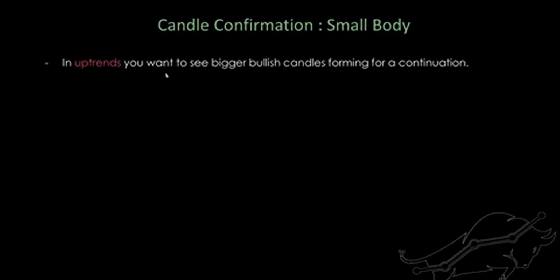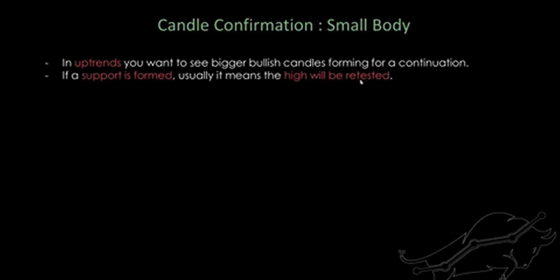So in uptrends, you want to see bigger bullish candles forming for a continuation. Simple concept. Whenever price is trending bullish, you want candles to continue bullish and you want them to create a high so that there's a support formed and then we can retest the high. Very simple concept. We've done it. We've seen it. It makes sense. If a support is formed, usually it means the high will be retested.